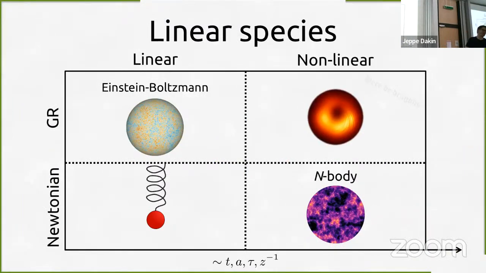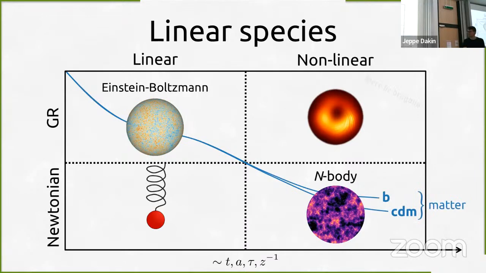Now let's move on to the more fancy stuff, the non-matter parts. So here is another timeline of the universe, now with a second axis, which splits the physics into Newtonian physics and relativistic physics. So if you track the particles through the universe's history, we see that matter, so here matter means baryons and cold dark matter, they start out being linear and in a relativistic setting.